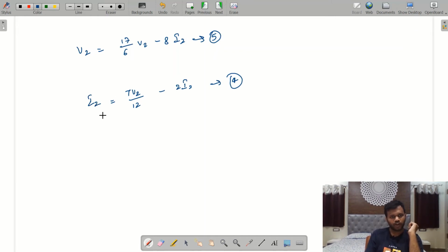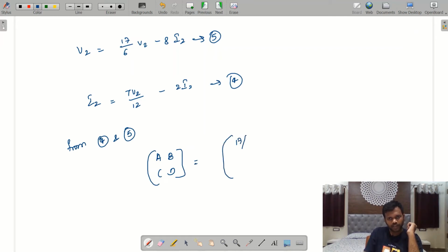Right, this is my equation 4 and 5. From 4 and 5, what can we write? Compare with the standard ABCD parameter equations. So what can we write? 17 by 6, 8, 7 by 12, 2. So these are my ABCD parameters.